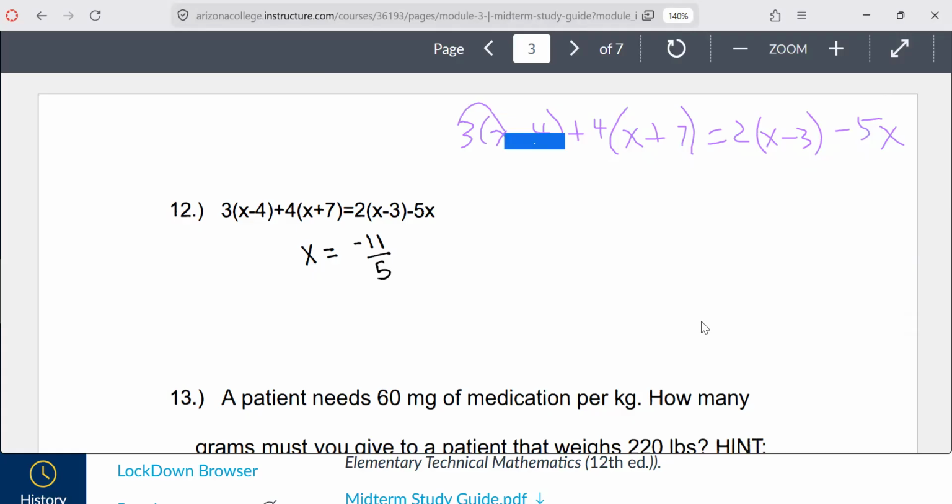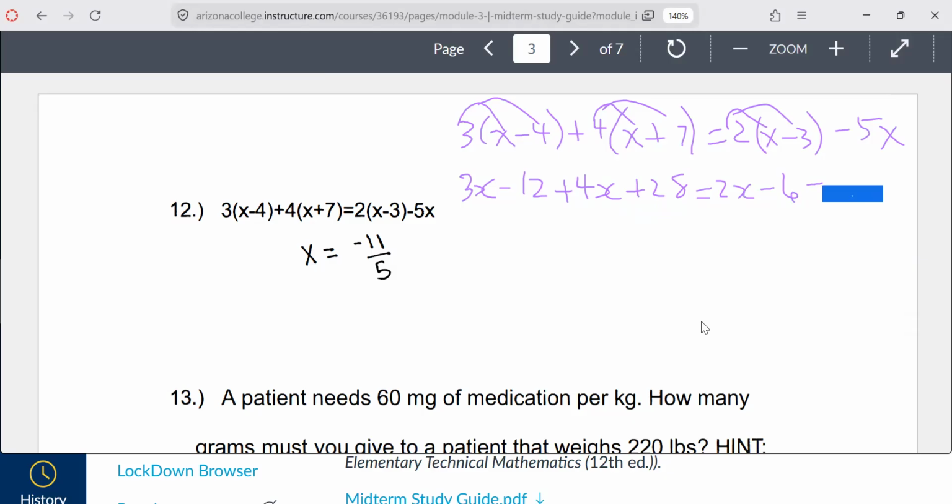So with this first one, you've got to use a distributive property. This you have to, this you have to. The 5x will stay because that you just have to hold on to it. So 3 times x is 3x minus 12 plus 4 times x is 4x plus 28. 2 times x is 2x. And then 2 times 3 is 6 minus 5x.